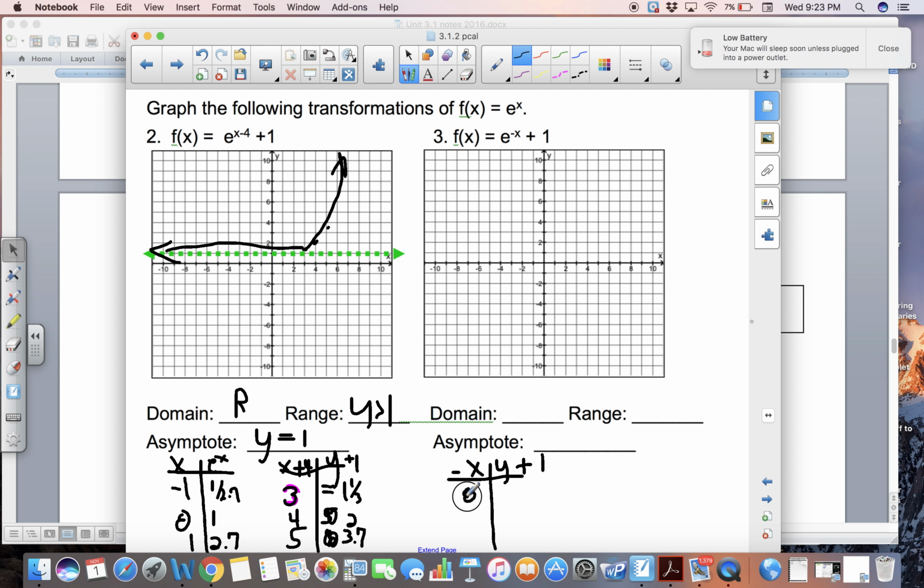What is this one? 1, 0, and negative 1. I'm changing these signs, and I'm going to add 1 to the y's. So 1 plus a third is about 1 1/3. 1 plus 1 is 2. And 1 plus 2.7 is 3.7. All right, again, I like to get the asymptote on there first. The negative isn't going to do anything, but the up 1 is what changes the asymptote. So the asymptote is going up 1.